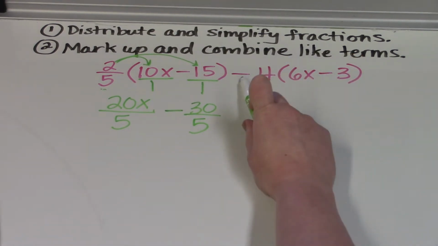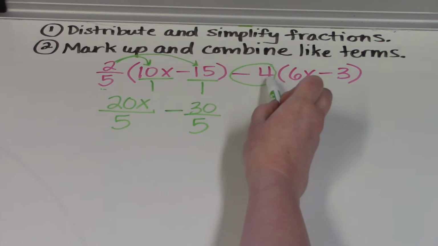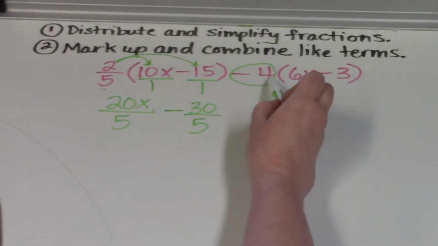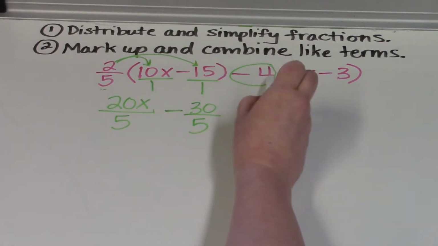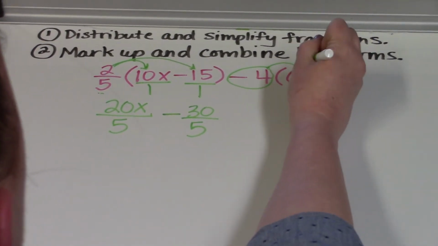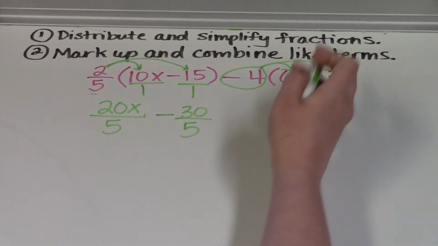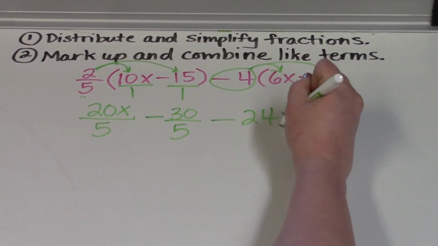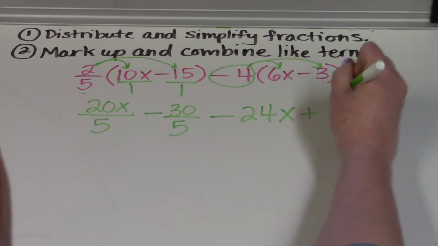When I distribute negative 4, and notice that I said negative 4, anytime there's a negative sign in front of the number in front of the parentheses, you always want to keep that negative sign and the number together. So when I distribute negative 4 times 6x, that gives me negative 24x. And negative 4 times negative 3 is going to give me plus 12.